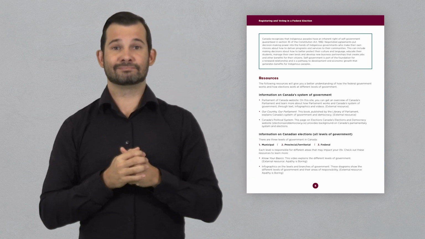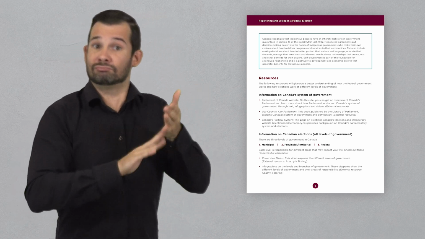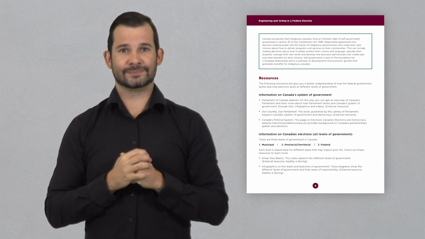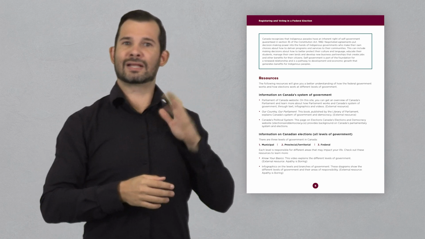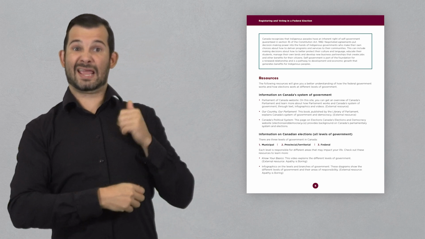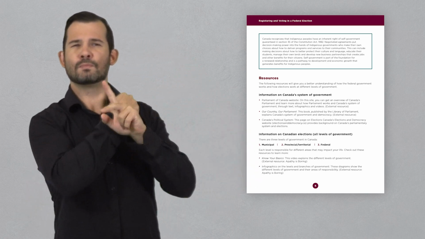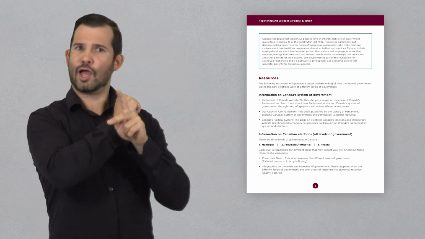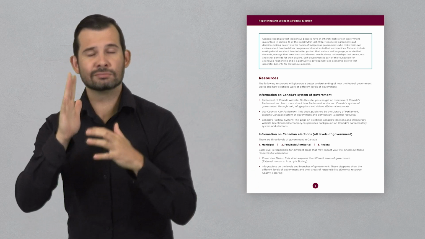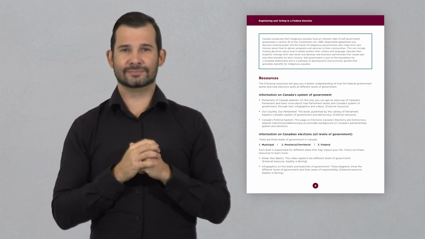Resources. The following resources will give you a better understanding of how the federal government works and how elections work at different levels of government. Information on Canada's system of government. Parliament of Canada website. On this site, you can get an overview of Canada's Parliament and learn more about how Parliament works and Canada's system of government through text, infographics, and videos.